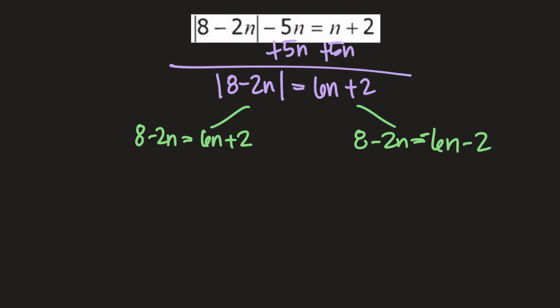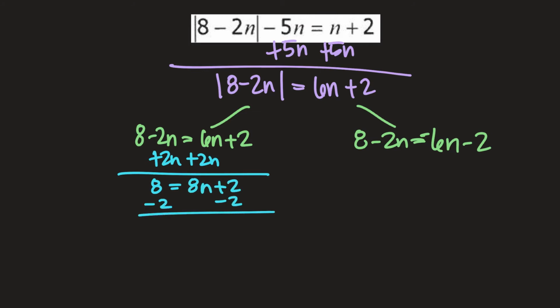So then now I just solve those two equations. So I'm going to add 2n. Definitely not the only thing you could have done. So I have 8 is equal to 8n plus 2. So I'm going to subtract 2 on both sides. I get 6 is equal to 8n, divide by 8, and reducing by a factor of 2, I get 3 over 4 is equal to n.